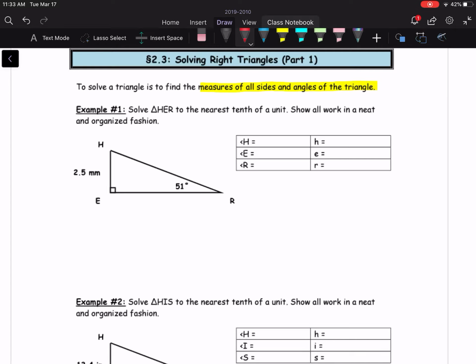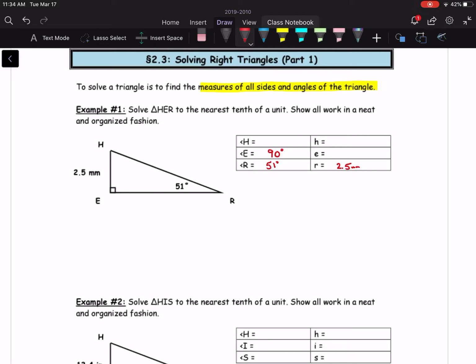Creating a table like you see on the right hand side here is a great way to organize all of your answers. So I'm going to start by just filling in the information that we're given in the question. So I'm given angle E. Angle E is my 90-degree angle. I'm given angle R, which is 51 degrees. And I'm given side length R, because that is the side across from angle R.